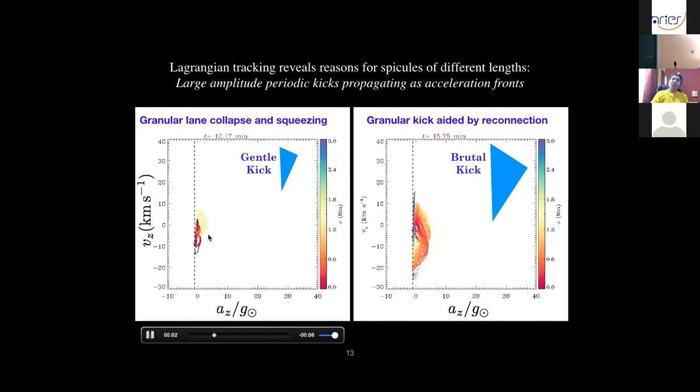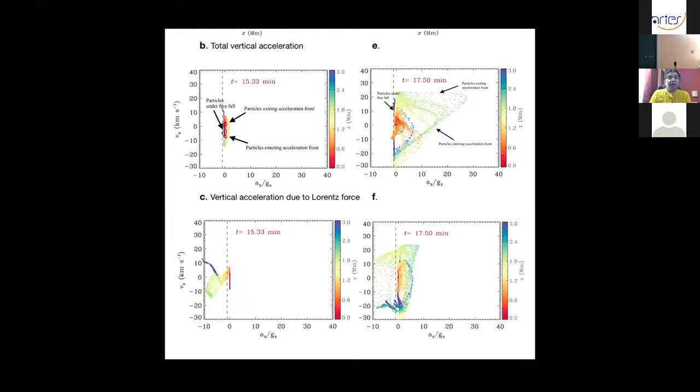So now the amplitude of this kick will also have a distribution, and depending on this distribution, you will get the height of your spicule. That is what we think is happening here. And here, again, I'm showing a small snapshot from the previous movie that you have. And here I try to explain what each part of the phase space means.